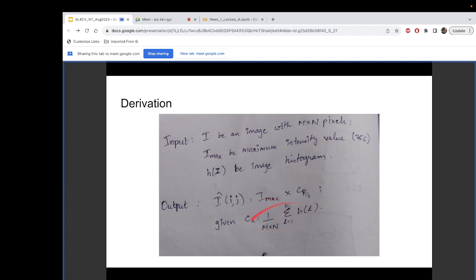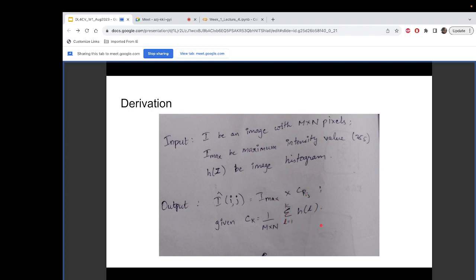So let's go through this formula once again. What is Ck? Ck is 1 by m cross n times the summation from L equal to 1 to k of h of L. Why are we doing the 1 by m cross n? Because the CDF ranges from 0 to 1, so we need to normalize. That is why we have 1 by m cross n.